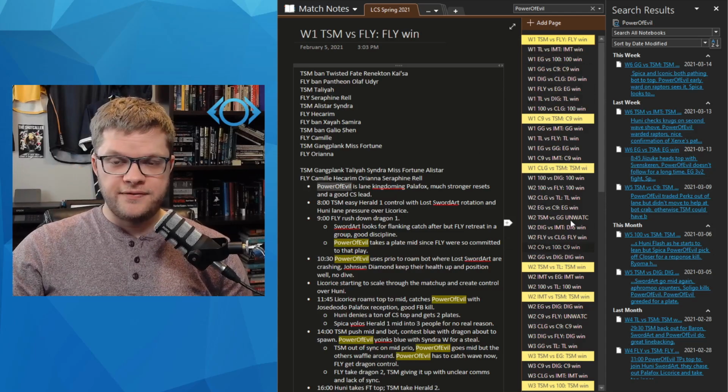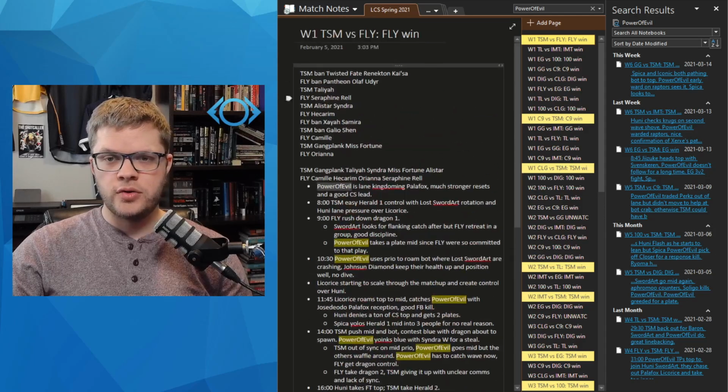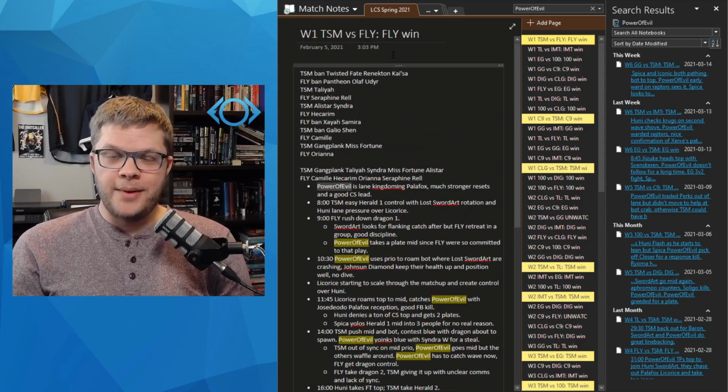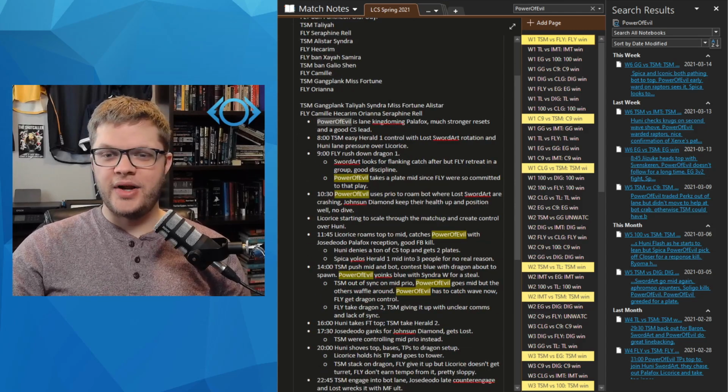And now it'll be highlighted if it says Power of Evil anywhere in it, and I can scroll through and look at every note I had on Power of Evil. So in the Week 1 game, do you remember what happened in TSM versus FlyQuest in Week 1? Probably not. I definitely don't remember, but I can look back here and see what they're playing.